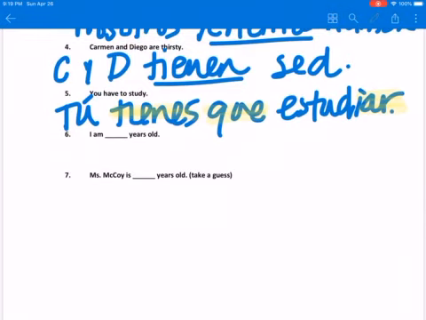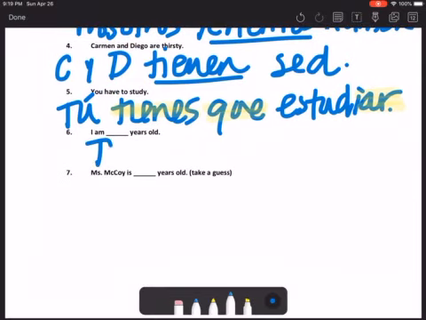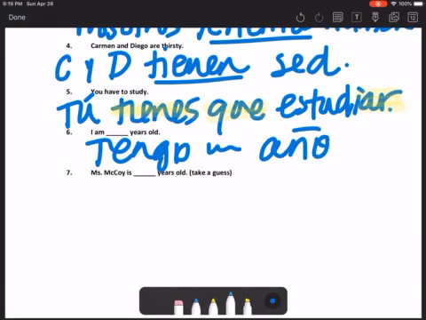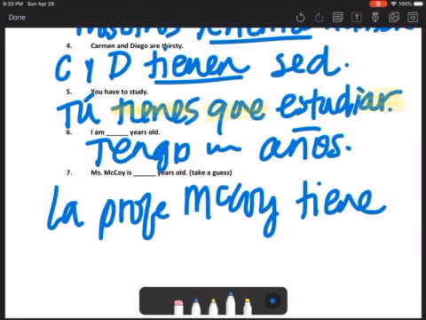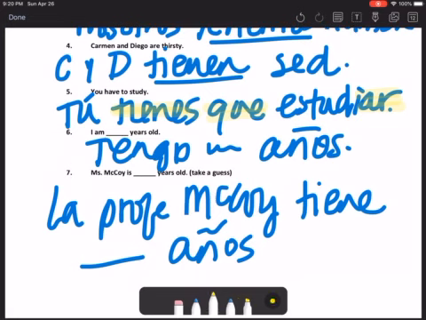I am years old. Fill it in with your age. Most of you guys are probably 14. And here we go. Miss McCoy is years old. I cannot wait to see what you little devils guess. I'm not going to reveal the answer on this one. I'm going to wait and see what you guys guess. Good luck.